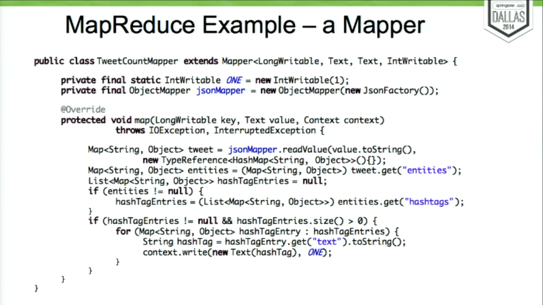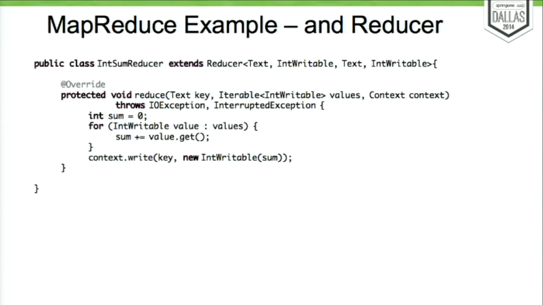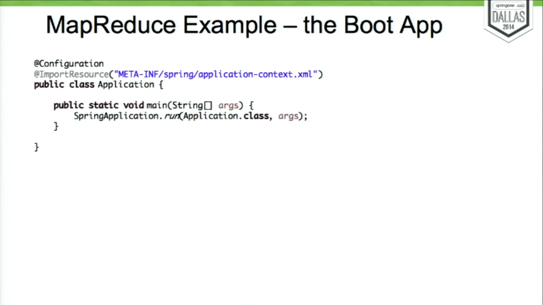So then the reducer will take this and reduce it up and just add these counts up. And that gives me the output. So this is standard Hadoop MapReduce. Nothing to do with Spring really, other than we'll be using it in our examples.